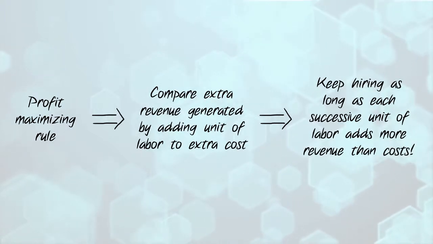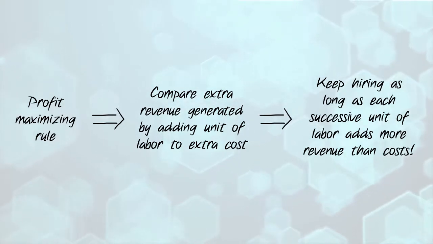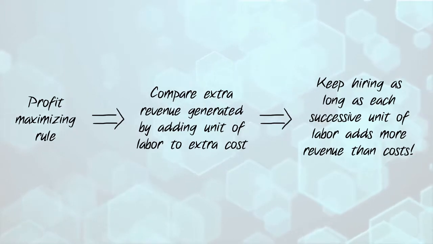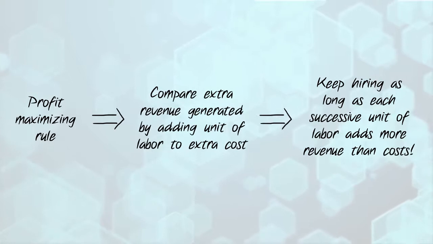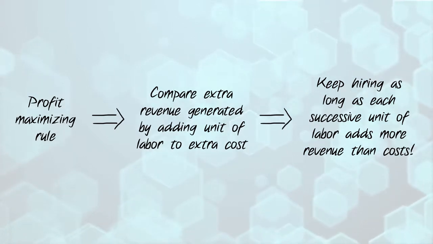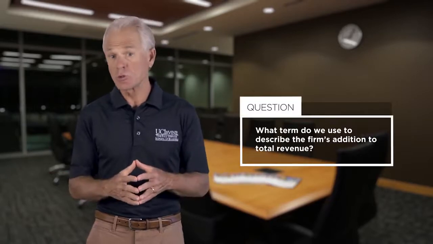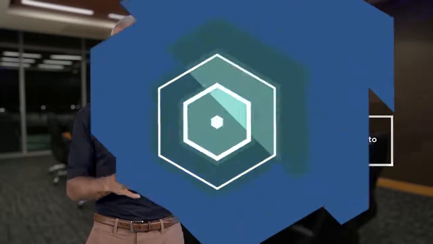Intuitively, what we're saying is that when a firm decides to hire, say, an additional worker, it must evaluate how much that worker will increase the firm's profits. It will do so by comparing the extra revenue generated by the extra output produced by the additional worker to the cost of employing that worker. Now, we already know what the firm's addition to total revenues is. What term do we use to describe it? Let's pause here as you think about that for a minute.